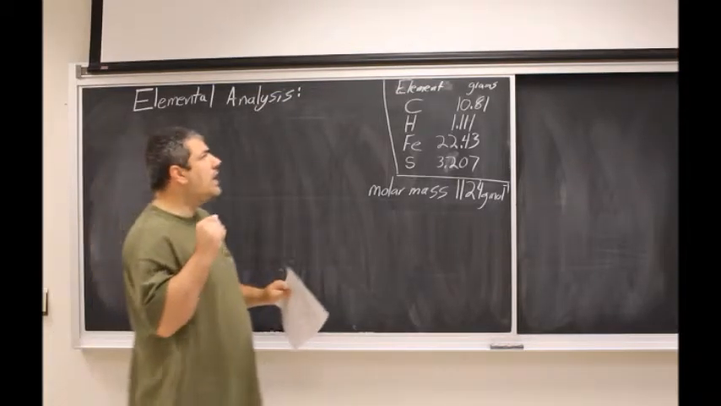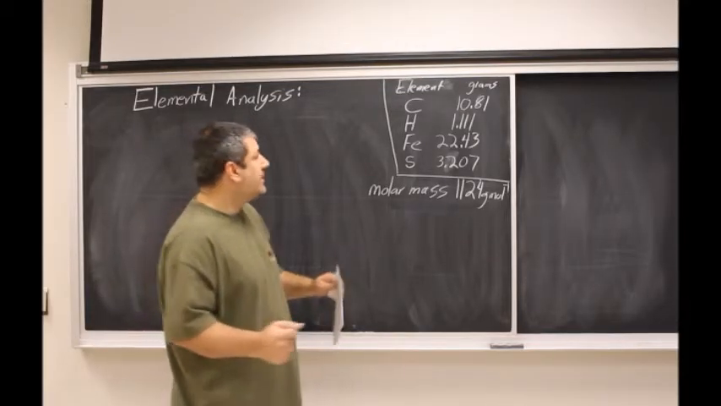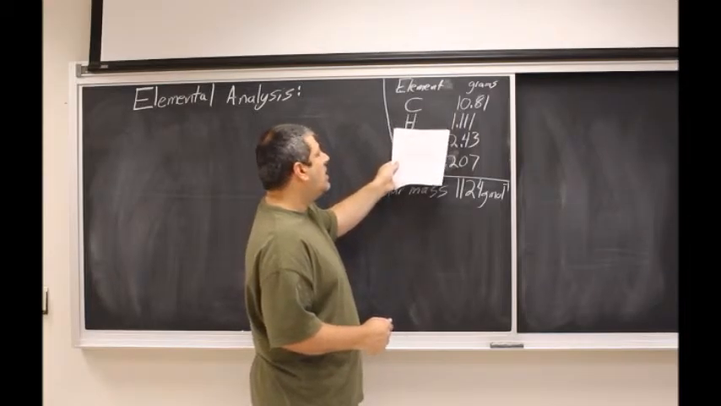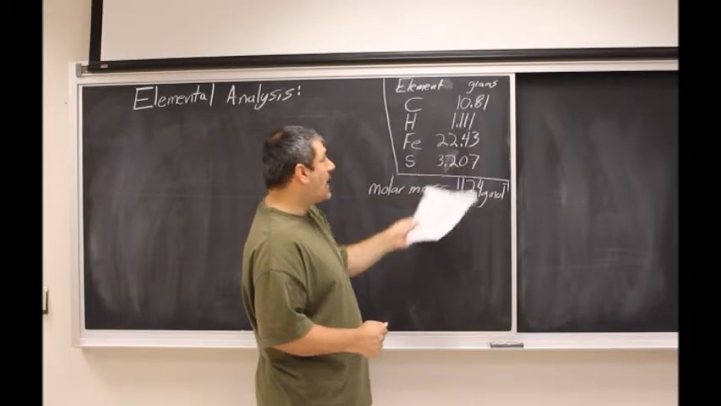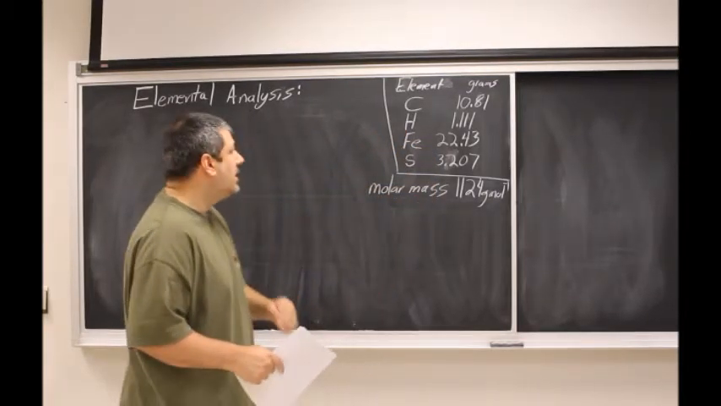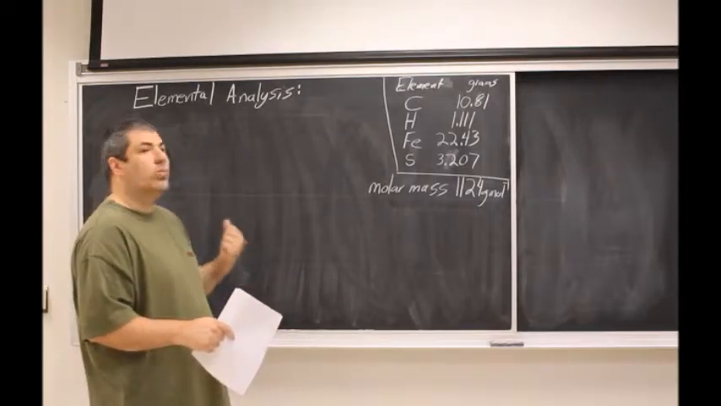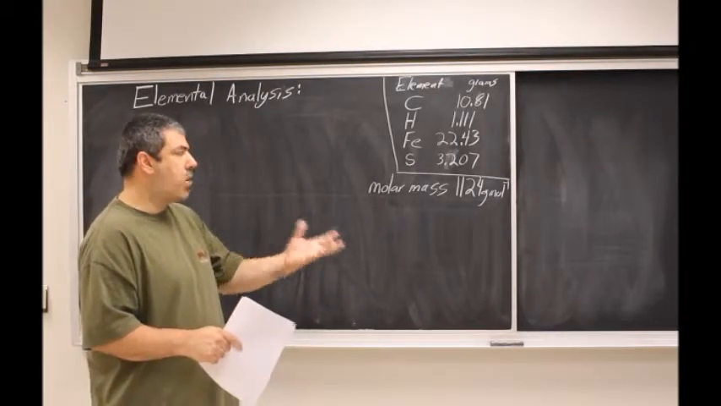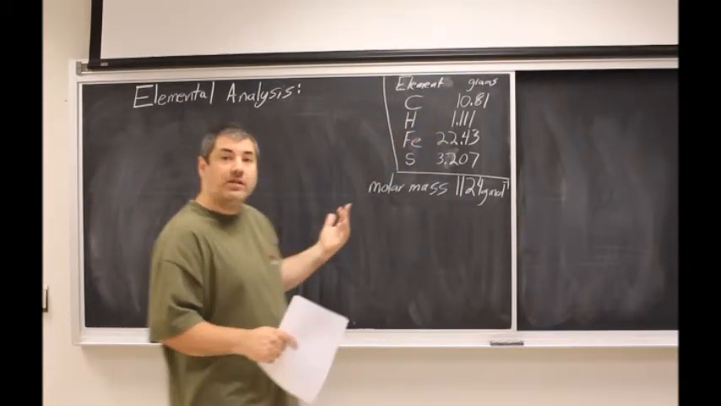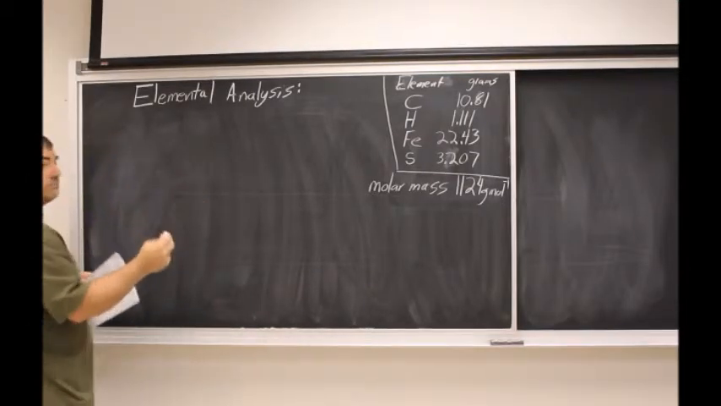Now, the format in which we've been given the data is we have 10.81 grams of carbon, 1.111 grams of hydrogen, and then grams of iron and sulfur as well. An empirical formula, or a molecular formula, requires moles. It's a molar ratio. So we have grams, we need to convert to moles. So what we do for each particular element is we convert it to moles.